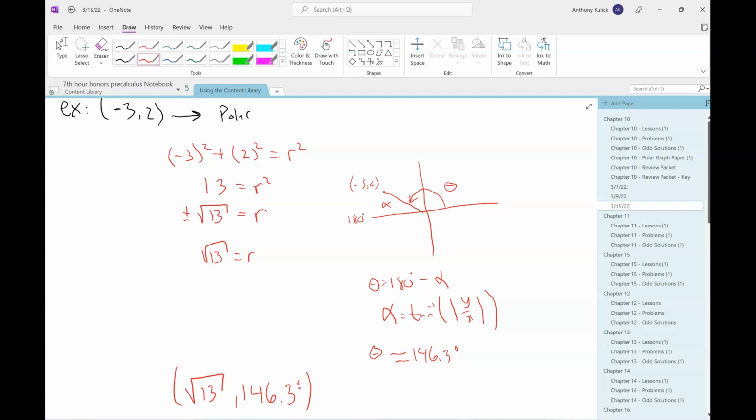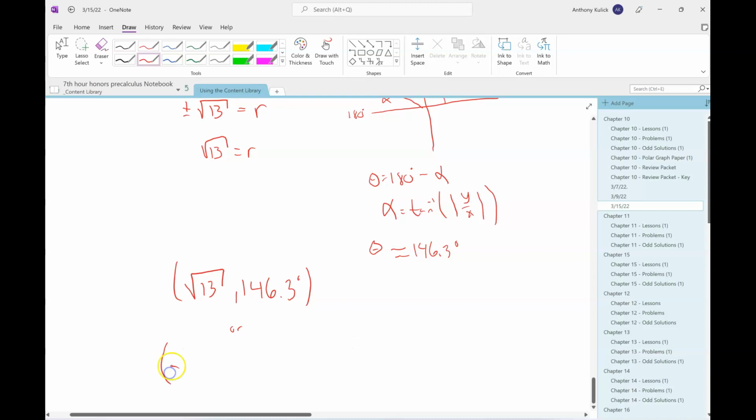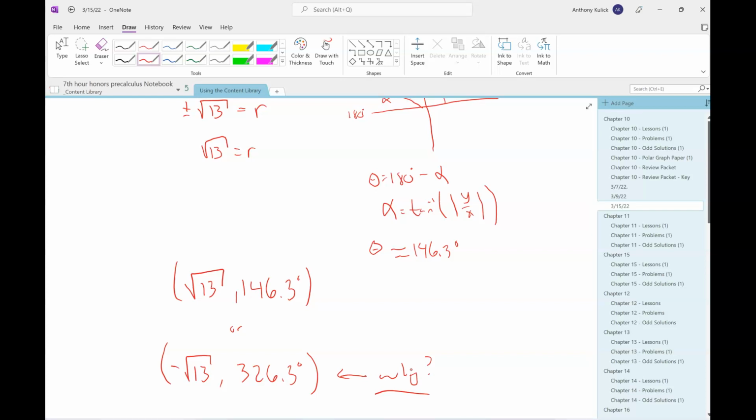That's the obvious one. That's the one I would always give. Is that the only answer you could give to make it correct? No, right? Anything coterminal 146 with square root 13 would be fine. Or if you did negative square root 13 with, what is it, that 326.3 would be fine, or anything coterminal to 326.3 would be okay also. I mean, the question here would be why would you ever do that? But, you know, maybe you're just feeling funky that day and it's like, let's get crazy.